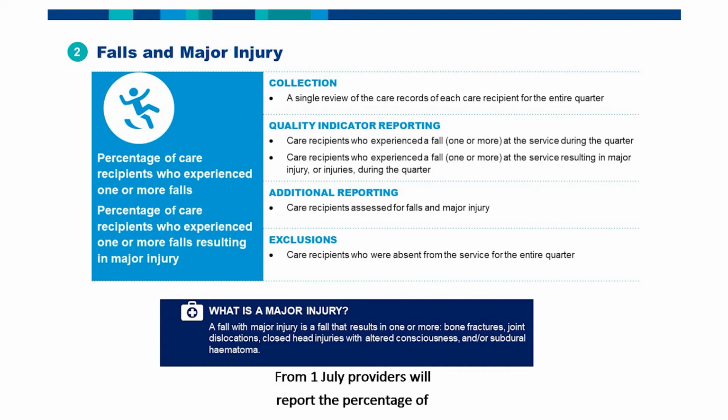From 1 July, providers will report the percentage of care recipients who experienced one or more falls and percentage of care recipients who experienced one or more falls resulting in major injury. Data collection for the Falls and Major Injury Quality Indicator will involve a single review of the care records for each care recipient for the entire quarter.